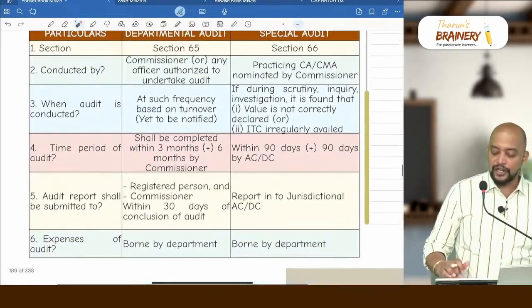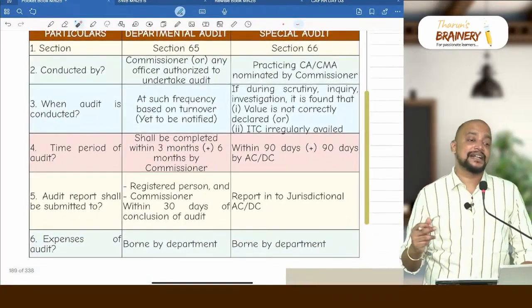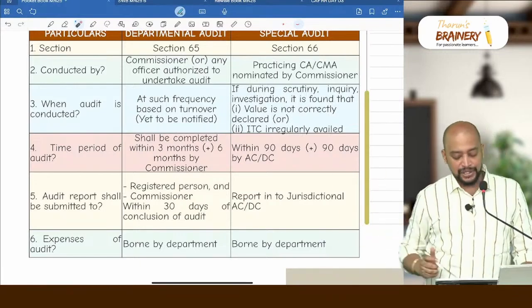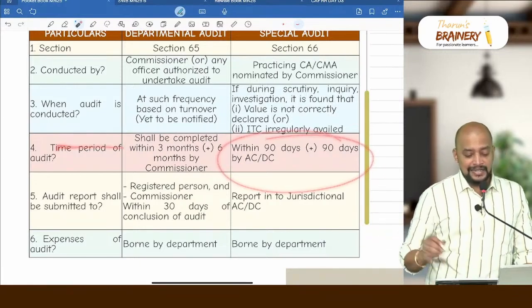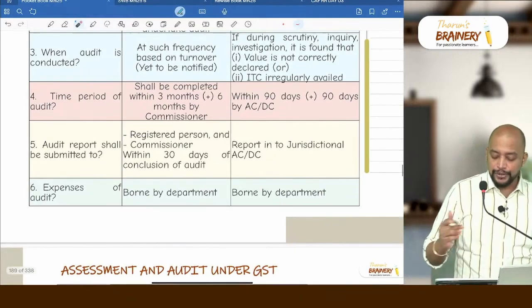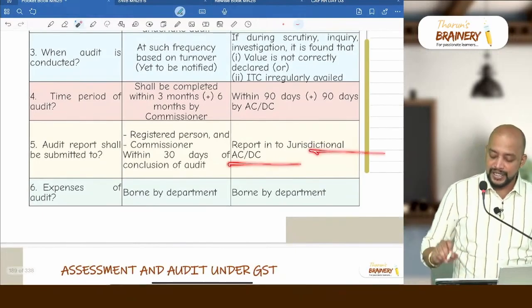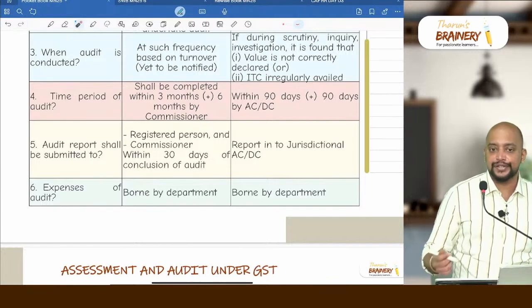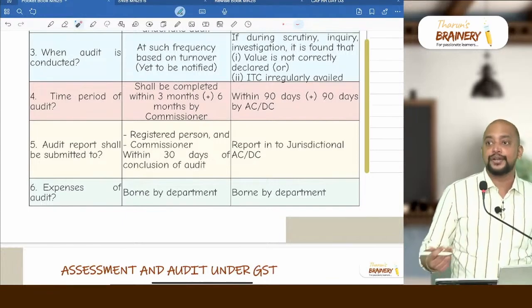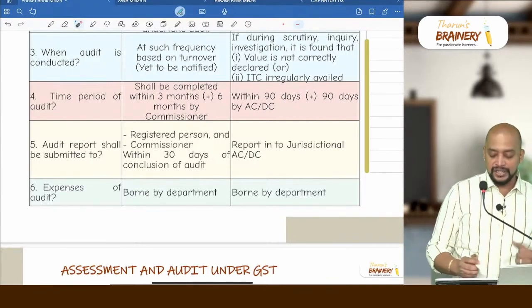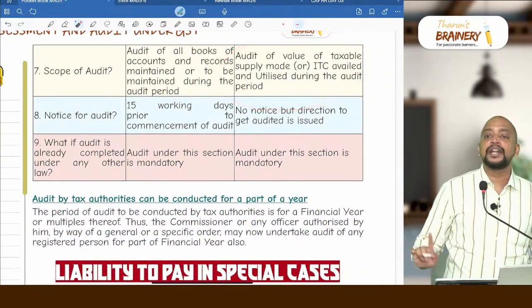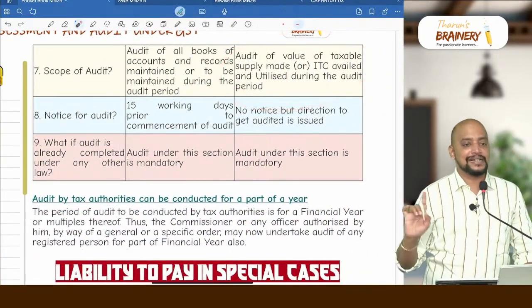And next we have special audit. Special audit will not be conducted by a CA or CMA selected by the registered person, but will be nominated by the Commissioner. What is the time period? 90 days plus 90 days. The audit report shall be submitted to the jurisdictional Assistant or Deputy Commissioner, and it won't be submitted to the registered person. So it is like a surprise, as the registered person doesn't know what the audit objections are. And who will bear the audit expenses? The department. Scope of audit: they will audit only valuation related things and ITC related things.